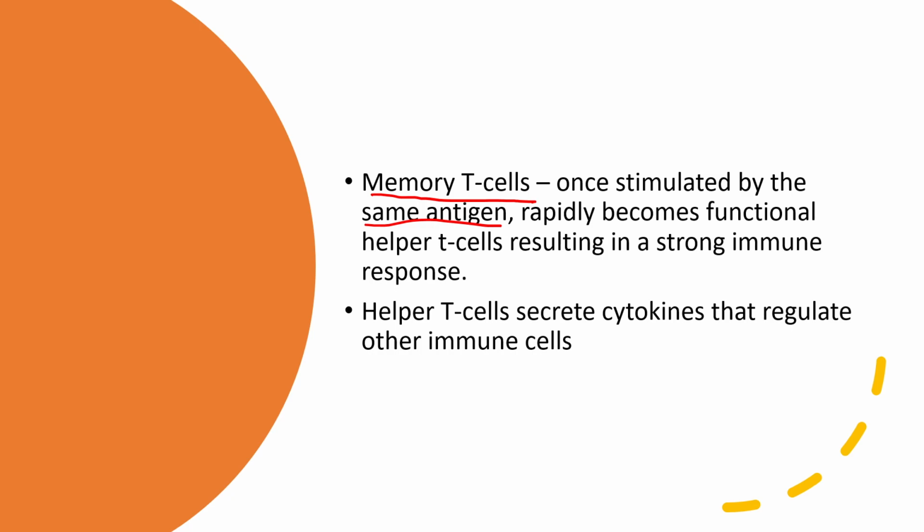Sometimes the immune response is so fast you do not know that you were infected. It's because your body was already prepared by having memory T cells. Helper T cells secrete cytokines that regulate other immune cells. Besides this, helper T cells can awaken both B cells and cytotoxic T cells. So that is why helper T cells are very important.